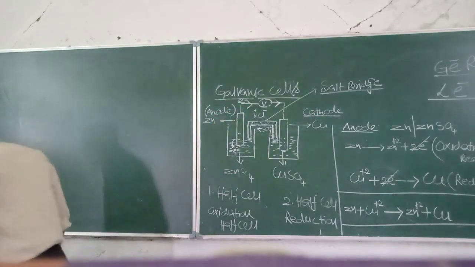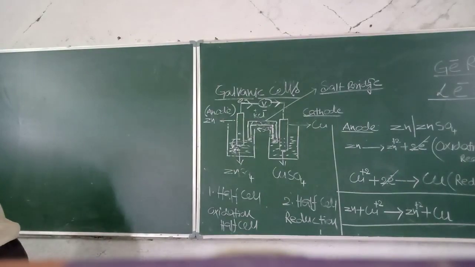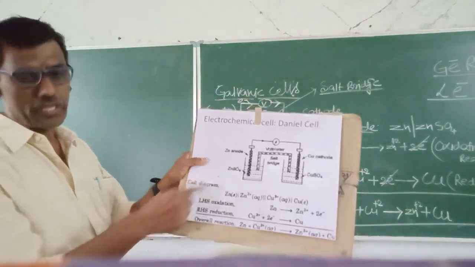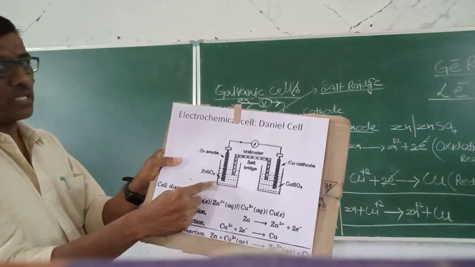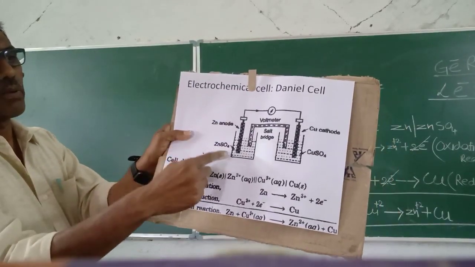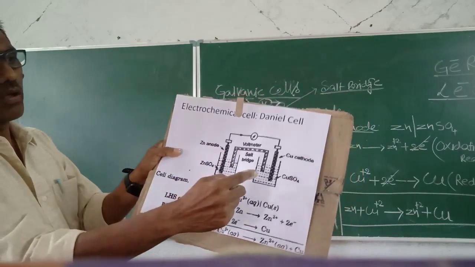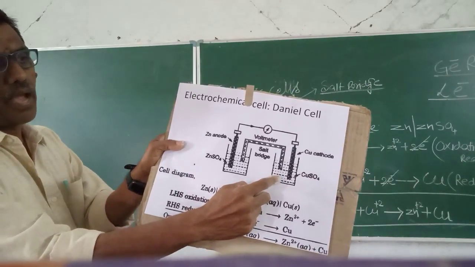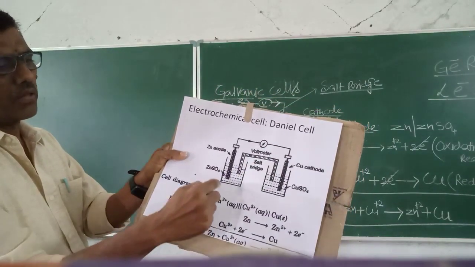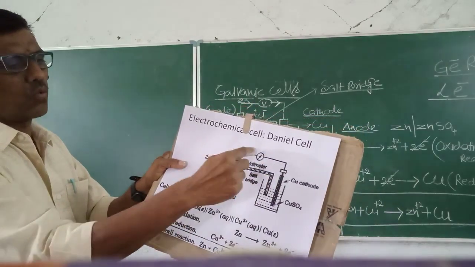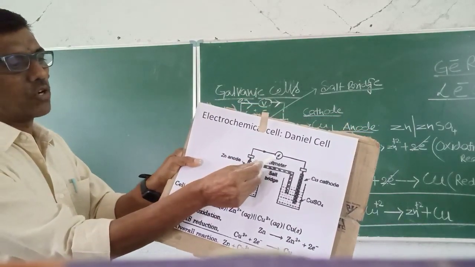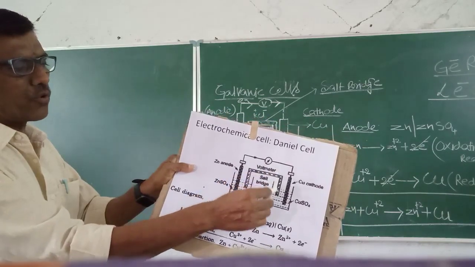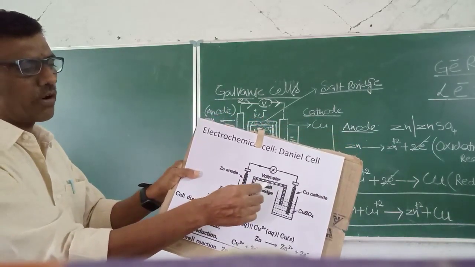So let us look at this diagram. I am showing you a nice diagram here. This is a zinc rod dipped in zinc sulfate, which works as the anode. The copper rod, dipped in copper sulfate solution, acts as the cathode. These two are externally connected by a wire through a voltmeter. Internally, the two half cells are connected by an inverted U tube, called a salt bridge.